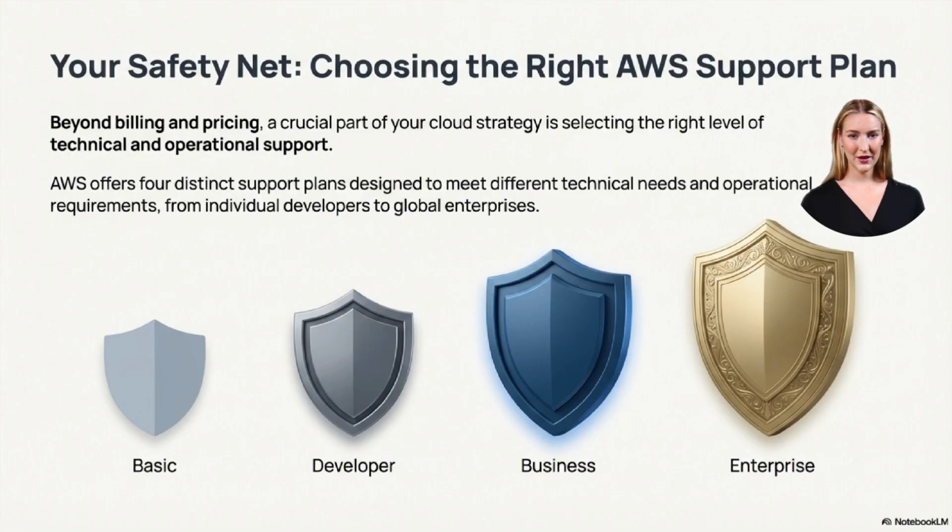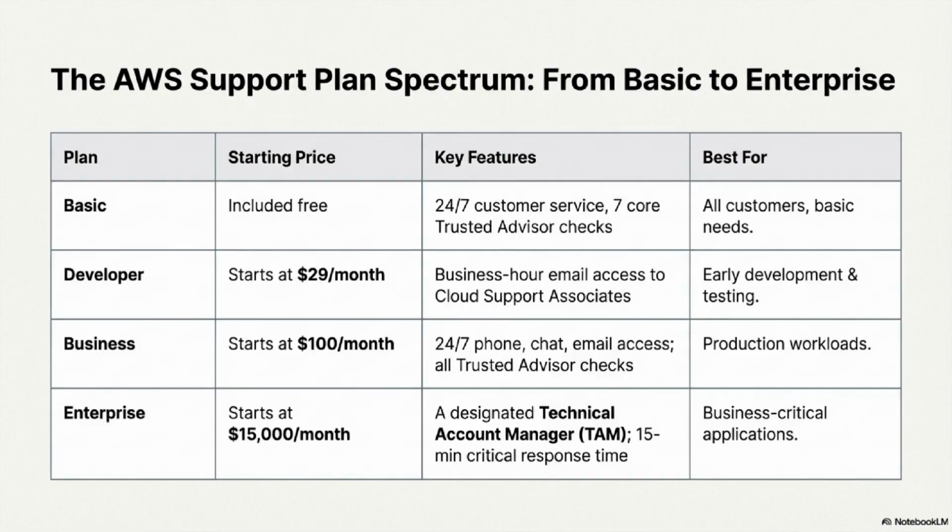Beyond billing and pricing, a crucial part of your strategy is selecting the right level of technical and operational support. AWS calls this your safety net. There are 4 distinct support plans designed to meet different needs. Whether you are an individual developer experimenting with code or a global enterprise running business-critical applications, there is a plan tailored to your requirements. For the exam, you must know the differences in price, access, and response times for each of these 4 levels. This table breaks down the support plan spectrum.